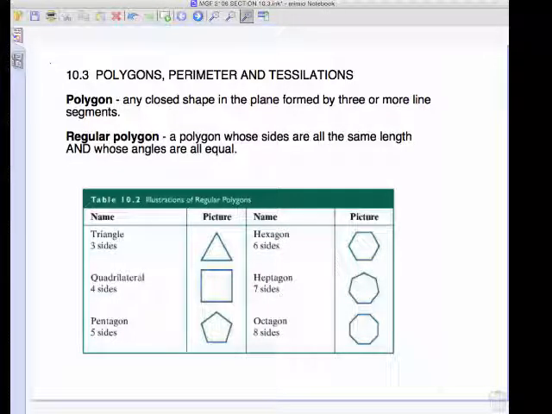This video is on section 10.3, polygons, perimeter, and tessellations. We're not doing the tessellation part. A polygon is just any closed shape in the plane formed by three or more line segments, like these, which we'll look at in a second.